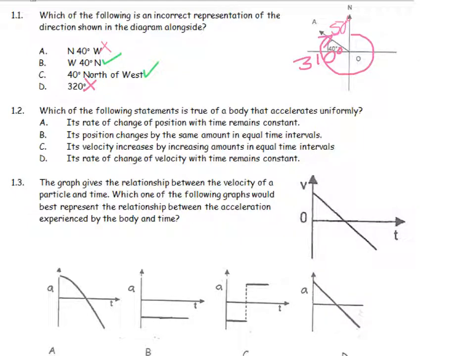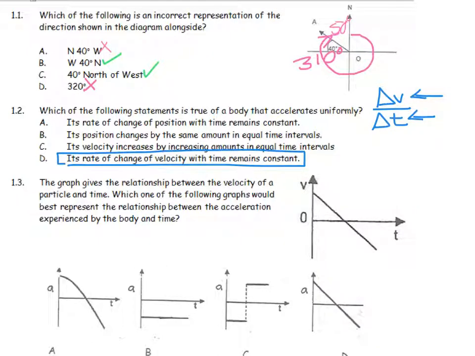Which of the following statements is true of a body that accelerates uniformly? Uniform acceleration is change in velocity over change in time, which means you have to have constant changes in velocity in constant periods of time. So it is the rate of change of velocity with time remains constant. Let's just look at the others.